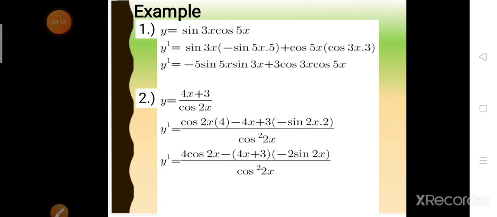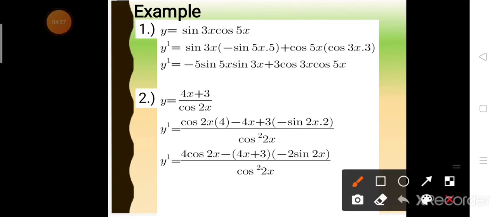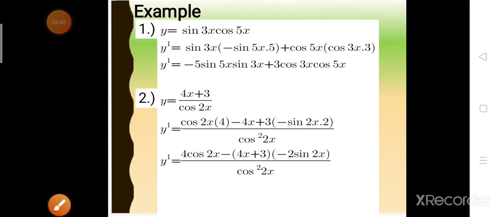Okay, we have example number 2. In our example number 2, we have y is equal to 4x plus 3 over cosine 2x. In this example, we use the quotient rule of differentiation. Assuming that our numerator is f and our denominator is g, in our quotient rule we have g times f prime minus f times g prime over g squared.